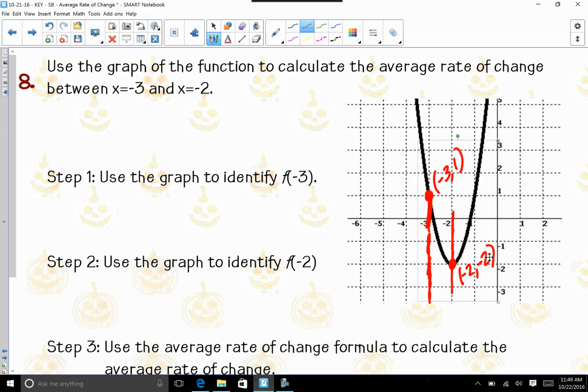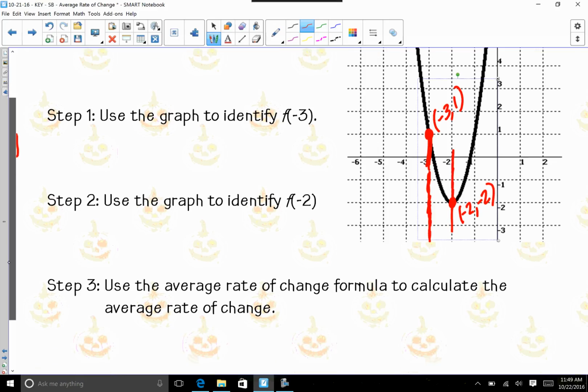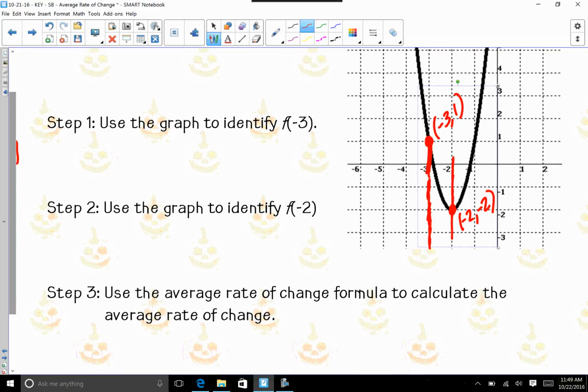I'm going to do this algebraically first, and then I'm going to show you how you can do this graphically, which is what we've been doing when we were doing graph characteristics of quadratics earlier. First I want to figure out the y value when x is -3, and we've already done that. We got the ordered pair (-3, 1), and then the same thing here: when x was -2, I got the point (-2, -2).